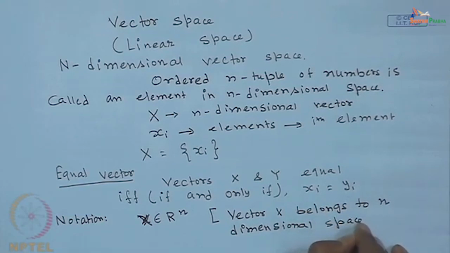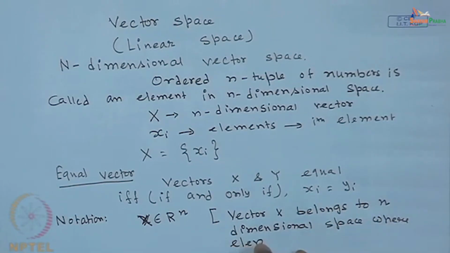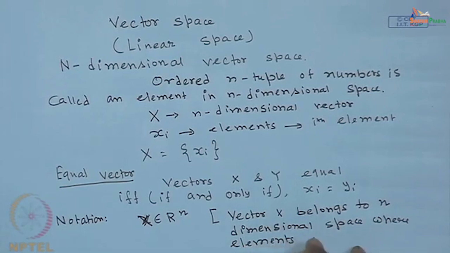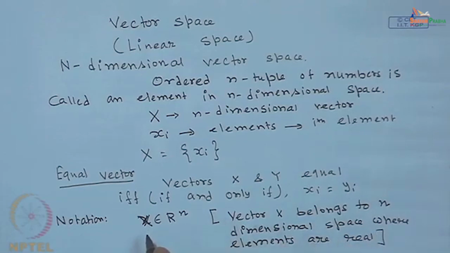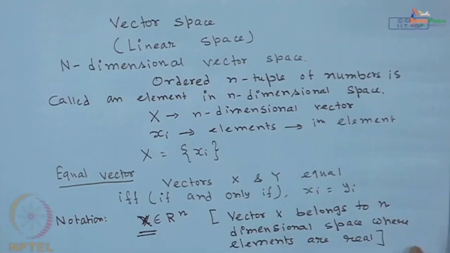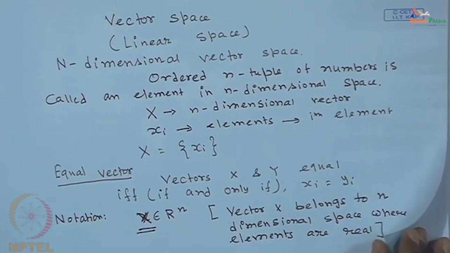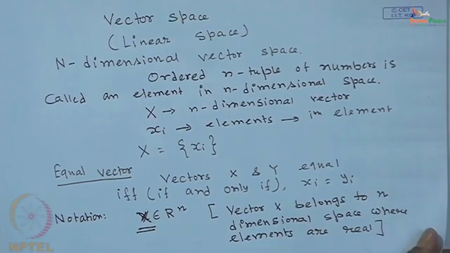N dimensional space where elements are real. So, vector x contains different elements, and every element is basically a real number. That is why we call it the real space, and the vector x is called an n dimensional real vector.